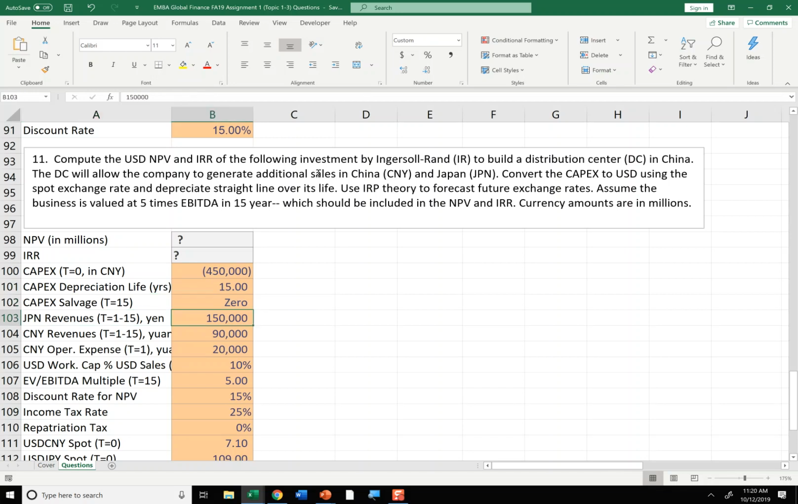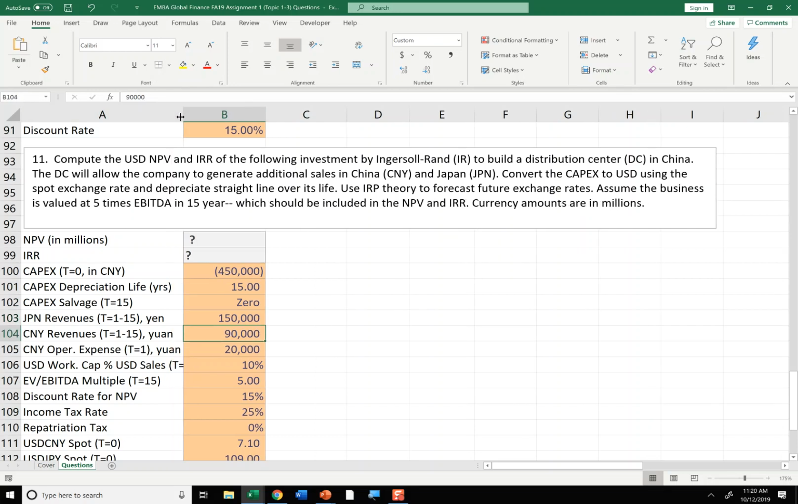No salvage value. And then they're going to generate yen and yuan revenues for the next 15 years, 150,000 yen per year and 90,000 yuan per year. And also have some Chinese operational expenses. There's also going to be some working capital equal to 10% of sales. And that business is going to be worth 15 times EBITDA in year 15.